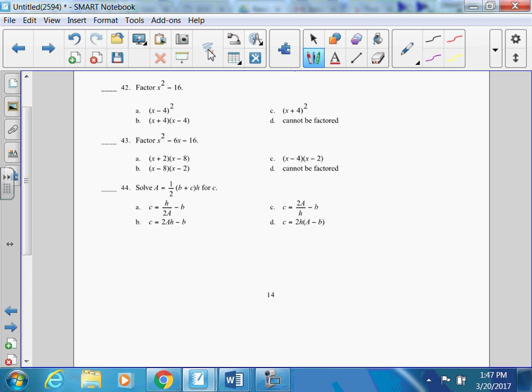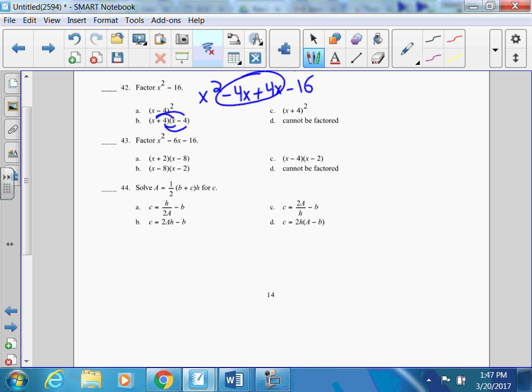But let's check B. If I take x times x, that's going to be x squared. If I take x times negative 4, that's negative 4x. Then take 4 times x, so plus 4x. And then take 4 times negative 4, that's negative 16.